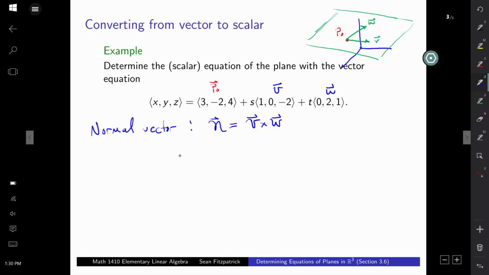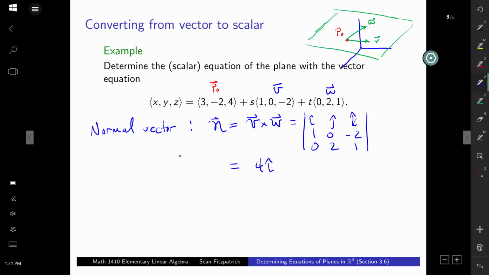So this is going to be what? Let's write things out: i, j, k, 1, 0, minus 2, 0, 2, 1. And let's work things out. We're going to get for i, right? So I'm doing, for the i component, this guy here. I get 0. 0 times 1 is 0. Minus 4. 0 subtract minus 4 gives me the plus 4. So let me just get that out of the way. Let's erase that.